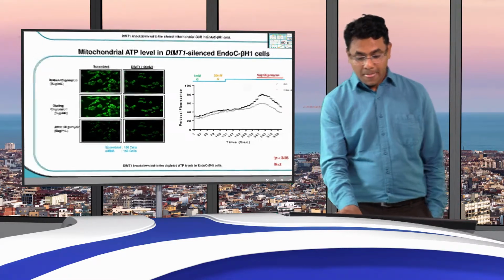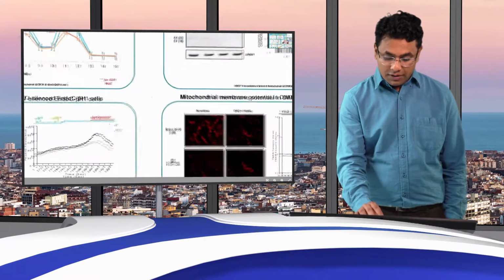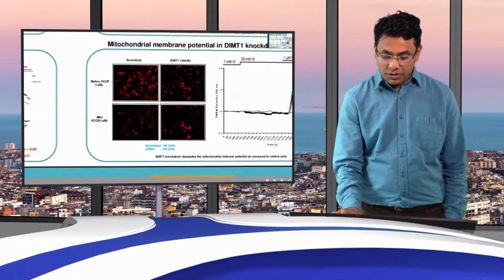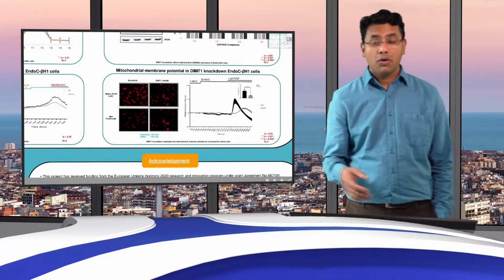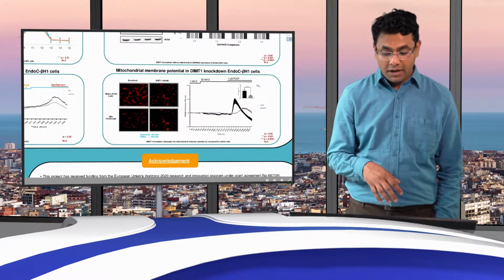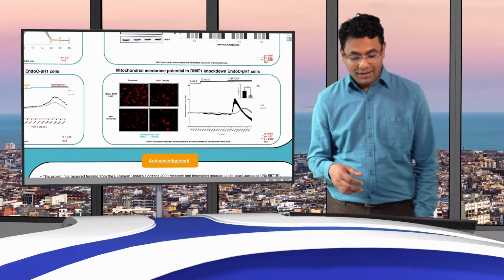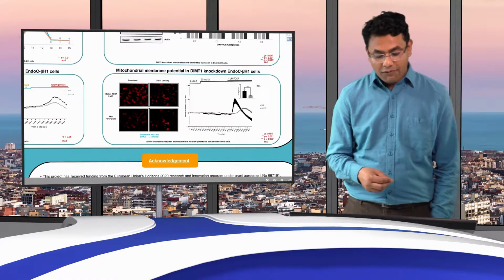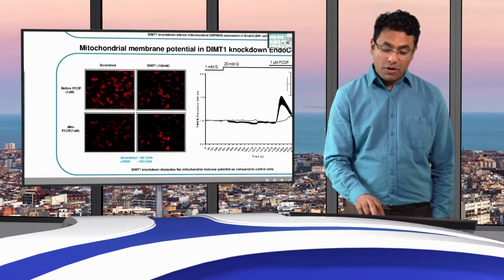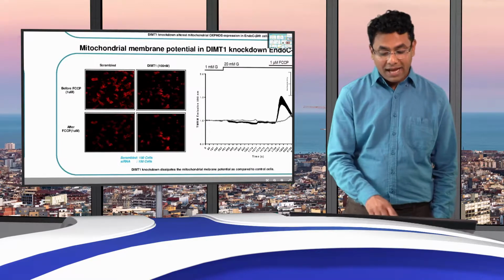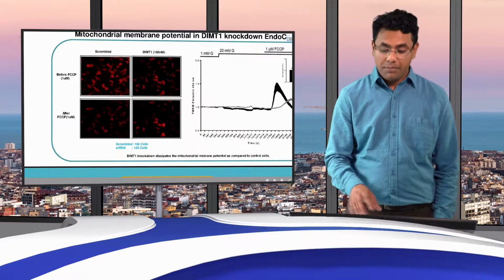And finally, we checked the mitochondrial membrane potential. As you can see with this data, we used TMRM for the mitochondrial membrane potential. As you know, TMRM passively goes inside the mitochondria, and it fluoresces under confocal microscopy, so you can analyze the level of the membrane potential. And what I saw was a decreased mitochondrial membrane potential in the DIMT1 knockdown cells as compared to the control cells, suggesting that DIMT1 has an effect on the mitochondrial membrane potential.